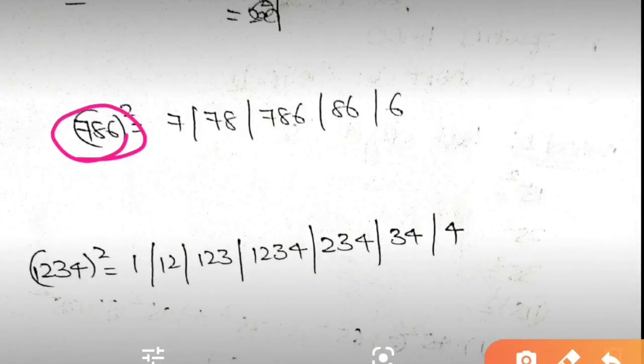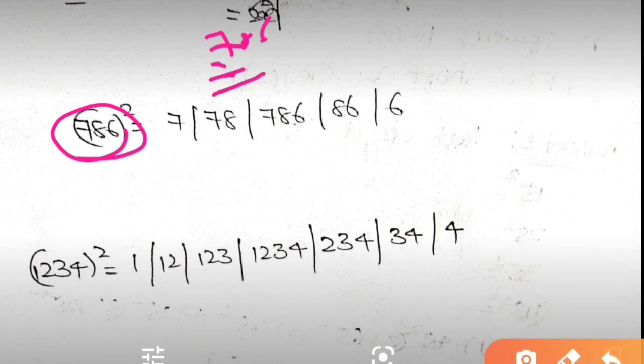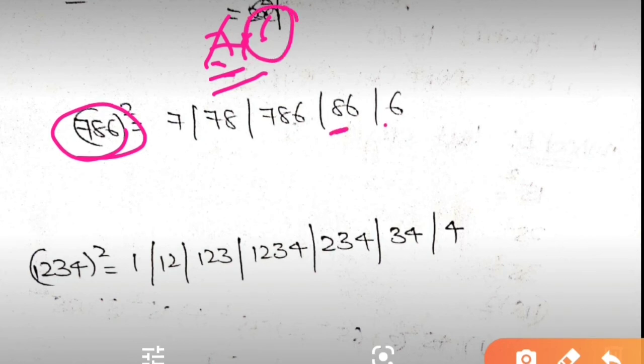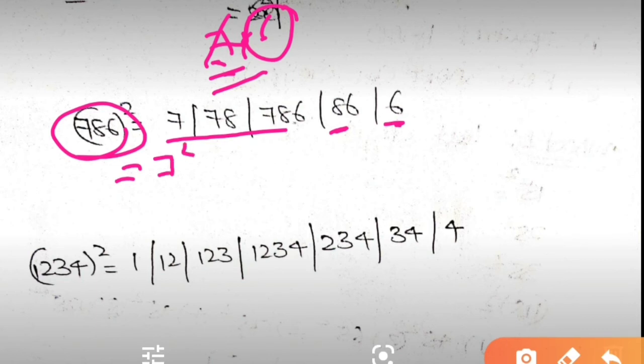For the square of 786, we have to divide the 786 like this. First we will write 7, then 78, then we will write 786. This 7 will be cancelled, then we will write only 86. This 8 will be cancelled, then we will write only 6. Then we have to find out the duplex of these numbers. The duplex of 7 is nothing but 7 square.